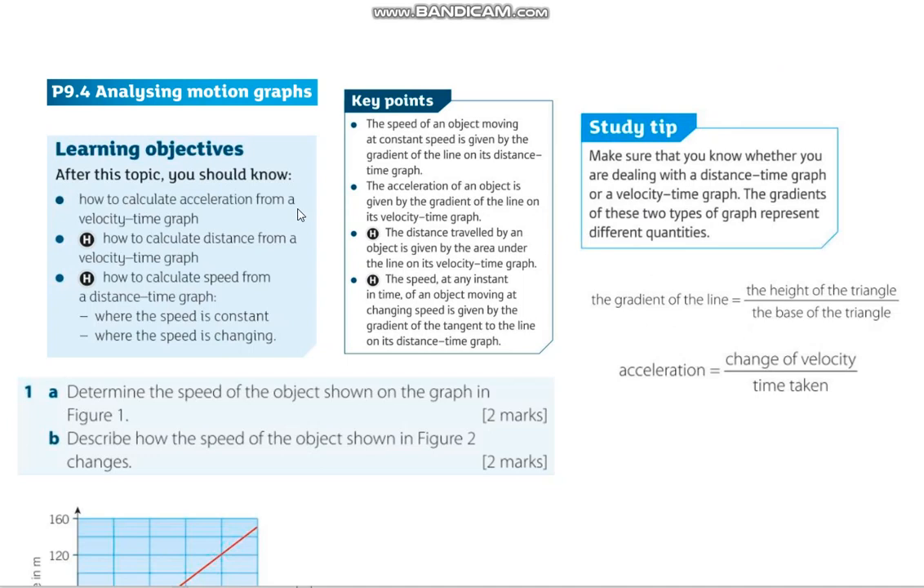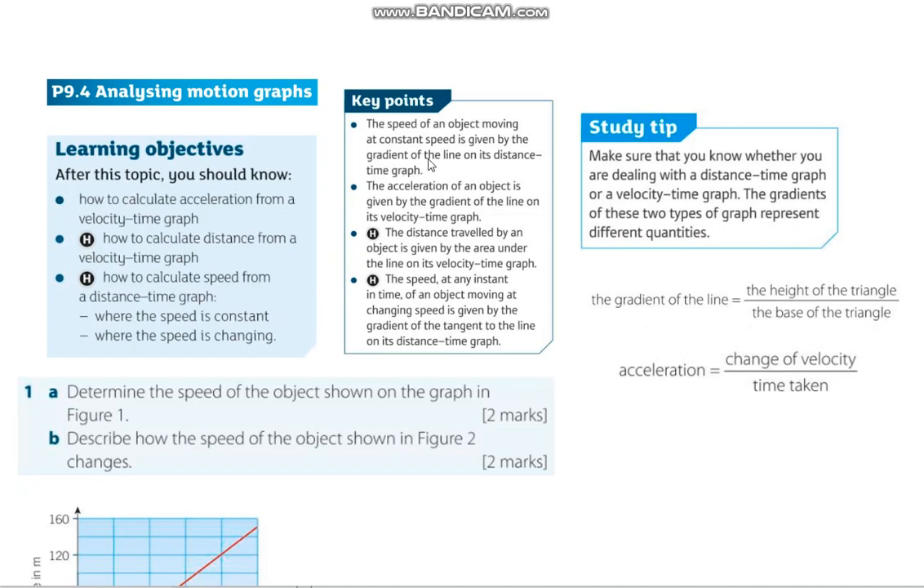So, learning objectives for this are how to calculate acceleration from a velocity time graph, and also for higher tier, how to calculate distance from a velocity time graph, and how to calculate speed from a distance time graph, where the speed is constant and where the speed is changing. So I've put on here a few key points which are all taken from the textbook.